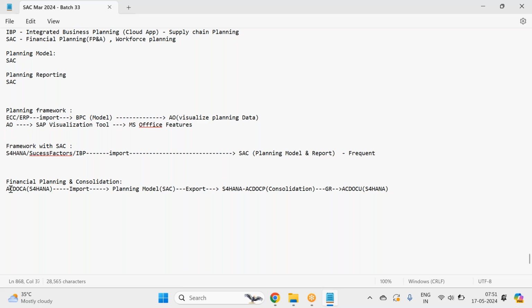ACDOC is the accounting document; P stands for planning, A stands for actuals. Into the ACDOCP planning table, the consolidation starts through group reporting. The data will be consolidated into ACDOCQ through group reporting. I'll give a quick overview of what exactly consolidation is and how group reporting works.